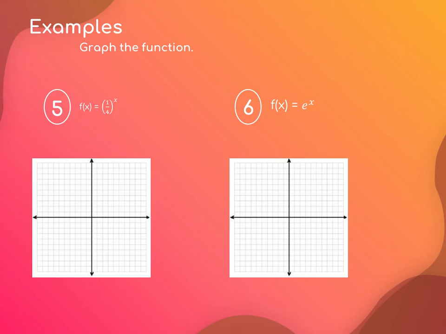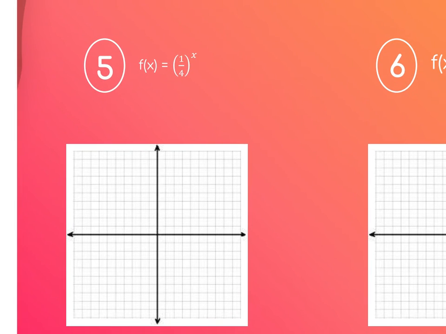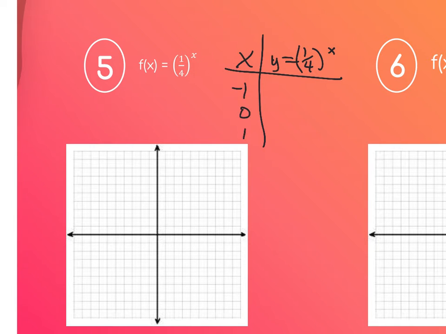All right, let's try number 5. Still a fraction. Let's only plug in 3 numbers. Let's just plug in -1, 0, and 1, since we've already seen what happens when we raise a fraction to a negative exponent. So let me plug in -1, 0, and +1.